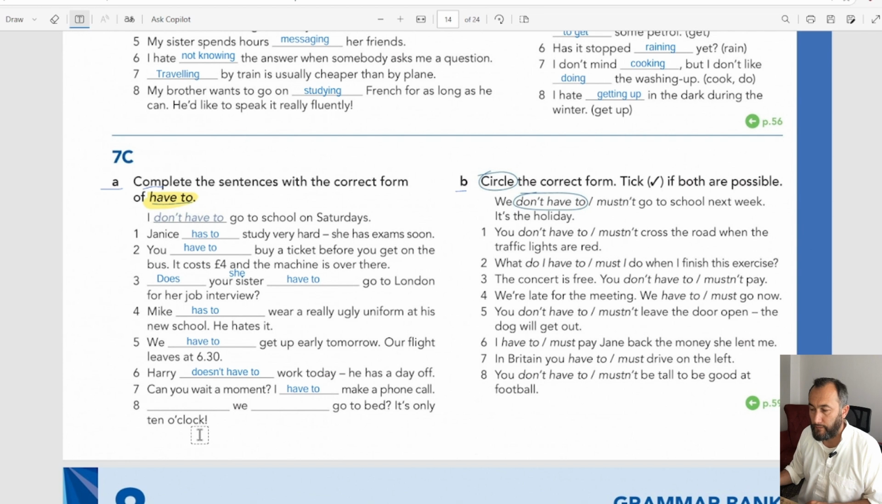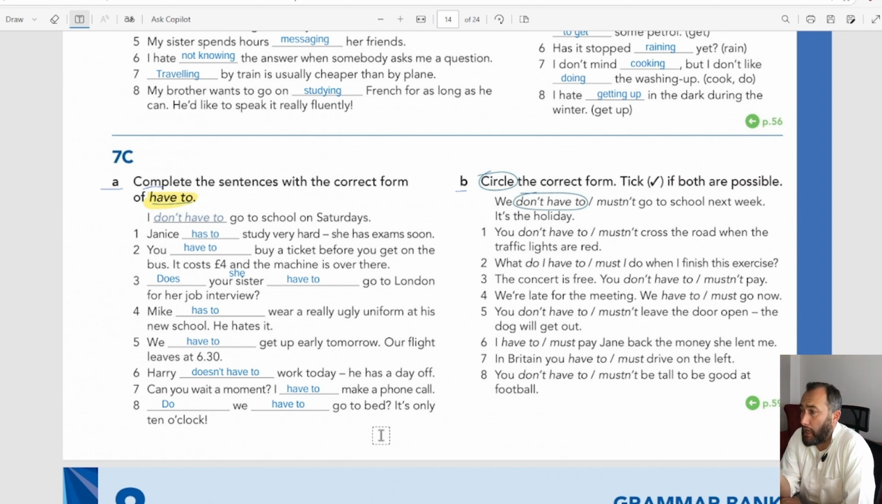Number 7. Number 8 has a question mark. We. So do. Do we have to go to bed? It's only 10 o'clock. That's it.